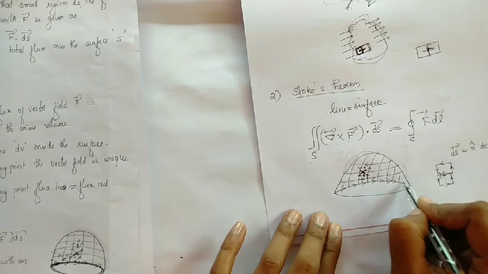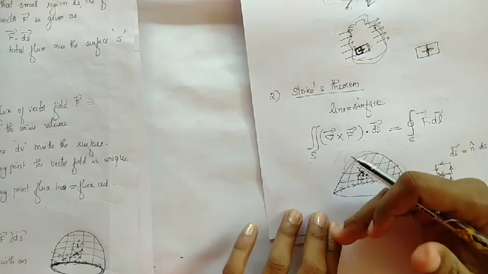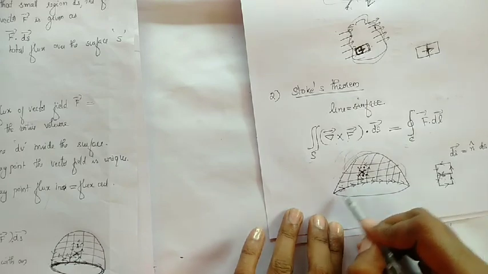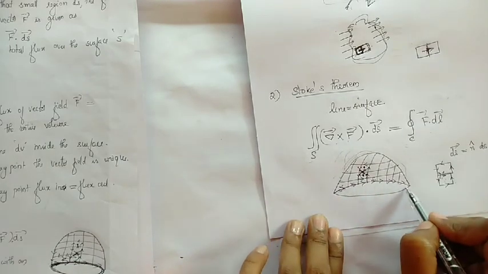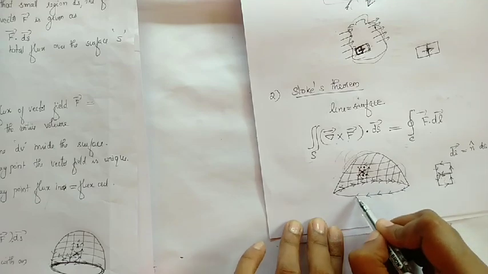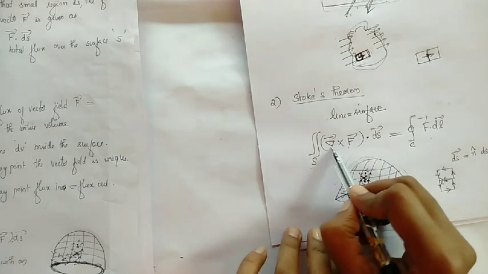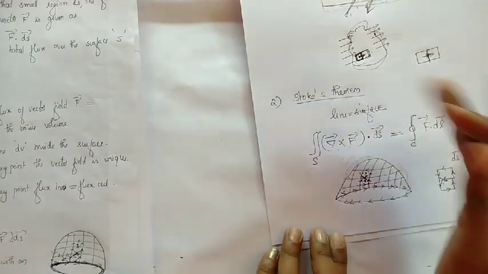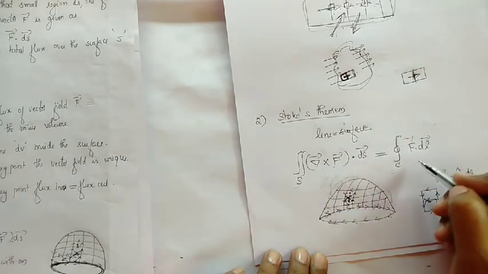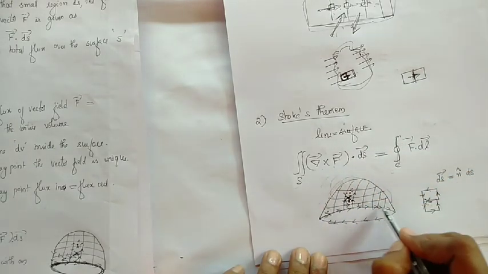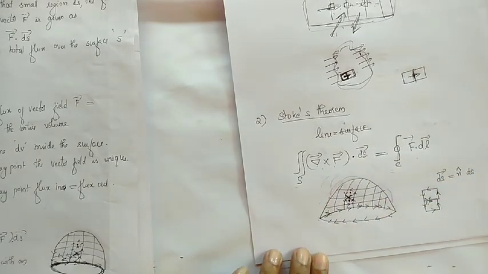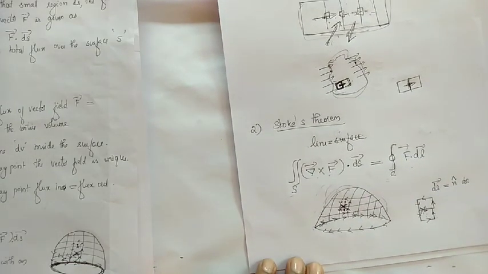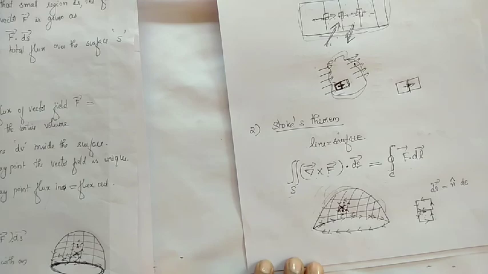It cannot get cancelled because there is no portion below this open rim, so that these vectors can get cancelled. So the only circulation that will remain is in this curve. The result of taking the circulation of this vector field over this entire surface is equivalent to the line integral along this curve. So this is the physical significance, or the meaning, of Stokes theorem.